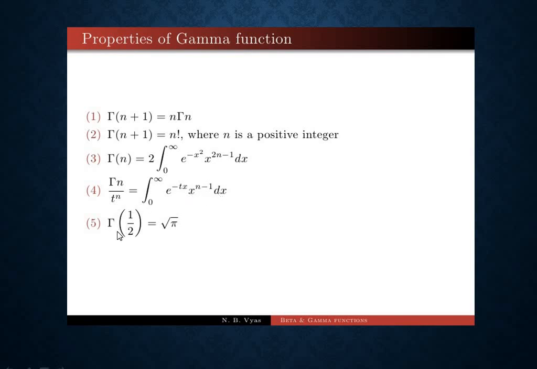One more property, gamma of 1 by 2 is equal to root pi. Okay, we will prove this one later. Gamma of 1 by 2 is equal to root pi. This is a very important essay question asked every year in the university exams. So we will prove it afterwards. Gamma of 1 by 2 is equal to root pi. So these are the formulas about properties of the gamma function.